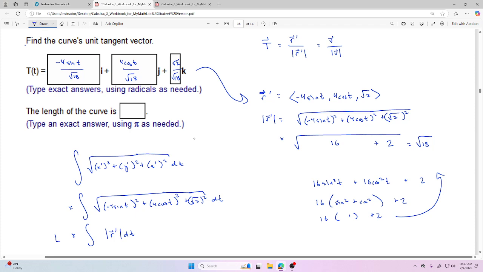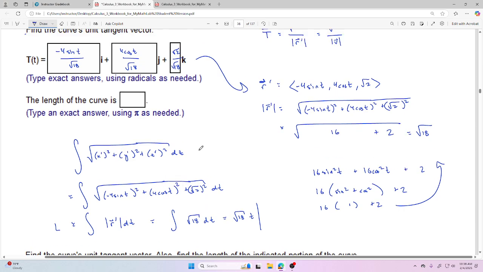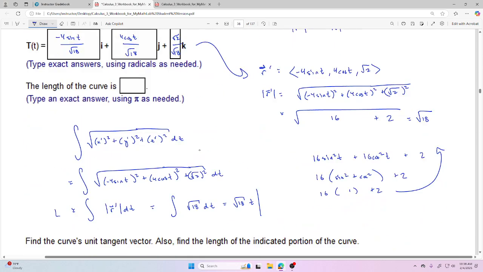It's kind of nice. And we actually have the magnitude. If you remember, we simplified it down to just a square root 18. So I'm saying it's the integral of square root 18 dt. And if I take the integral of that guy, what do I get? Perfect. I love it when these things are so easy. Of course, they have to tell me where, and they say 0 to pi, so 0 to pi.